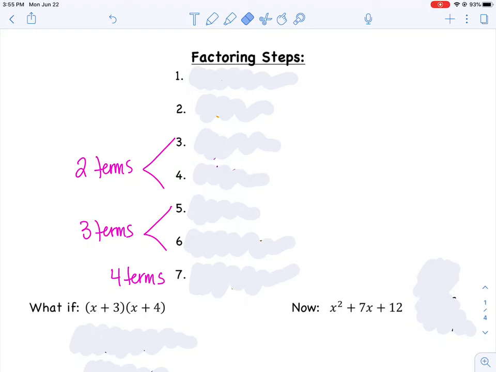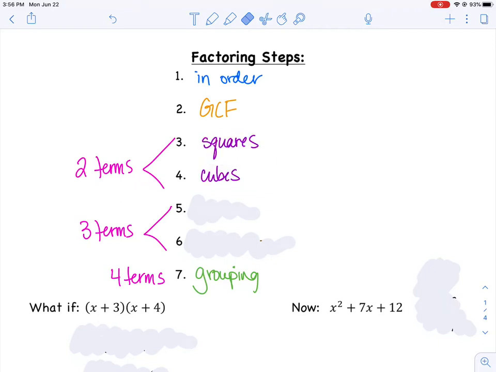What's step number 1? Putting it in order, right? Step number 2, look for a GCF. If there are 4 terms in my problem, in the last section, remember we talked about grouping, the grouping technique of factoring? Now, if there's 2 terms, we're either going to factor it with a difference of squares or cubes. And if there are 3 terms, we're going to do what we call basic factoring or bottoms up. We're going to talk about basic factoring now. That happens when we have 3 terms.